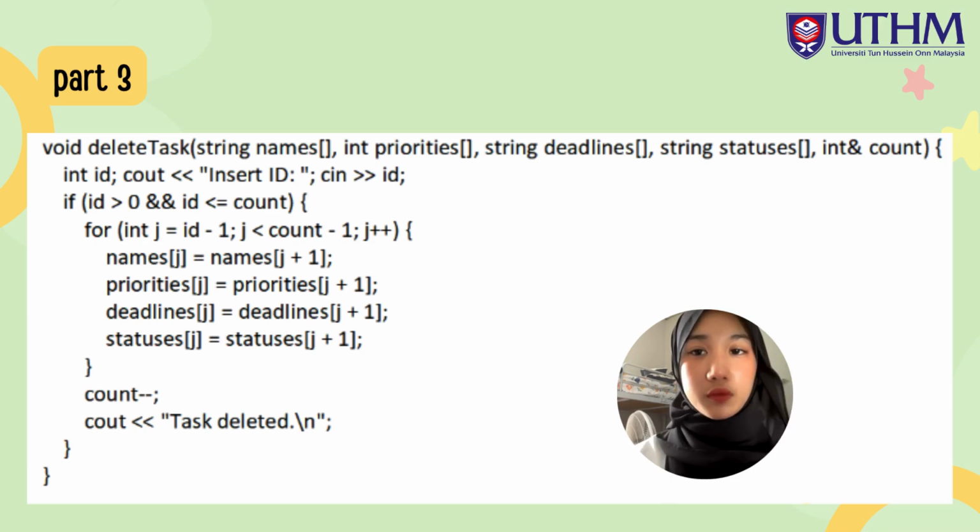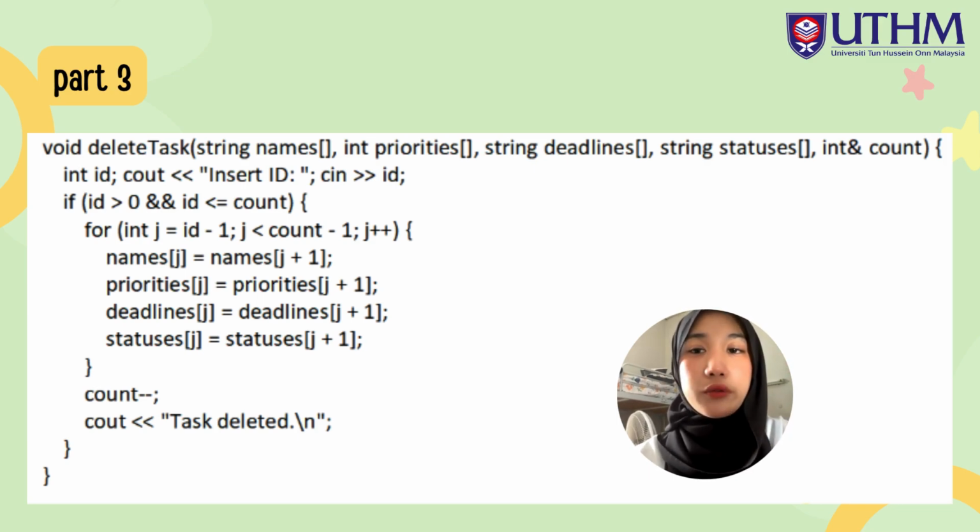So for the first line, we declare the function name delete task and the arrays names, priorities, deadlines, and statuses, which store all the task information. The parameter integer and symbol n count is passed by reference, which means any changes made to count inside this function will also affect the original value in the main program.